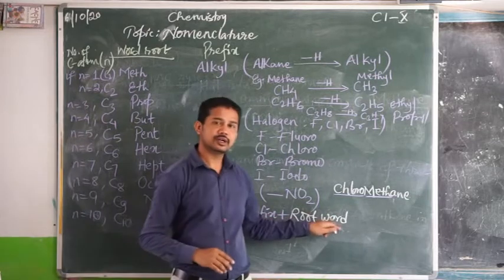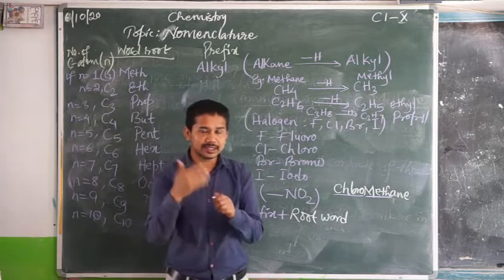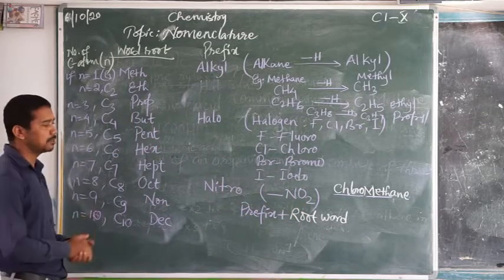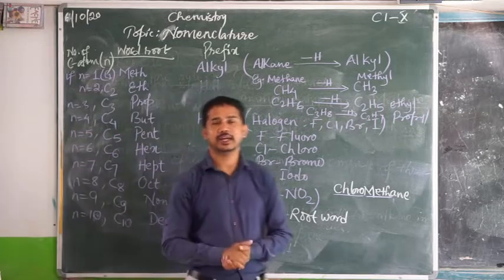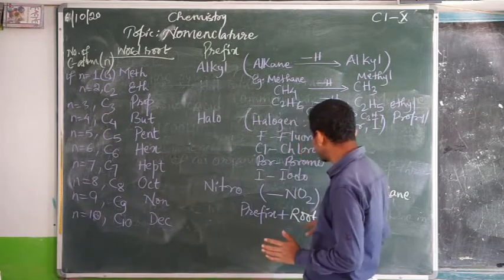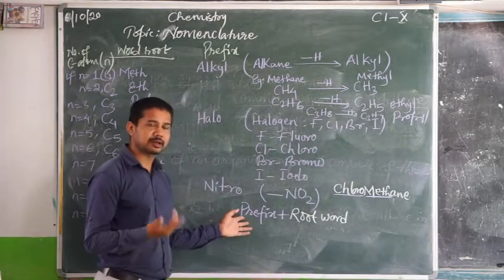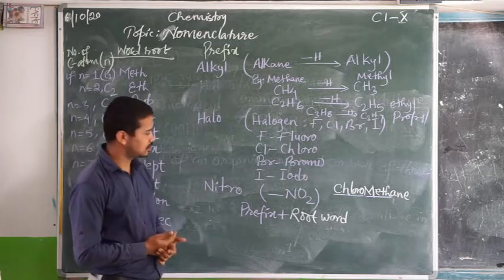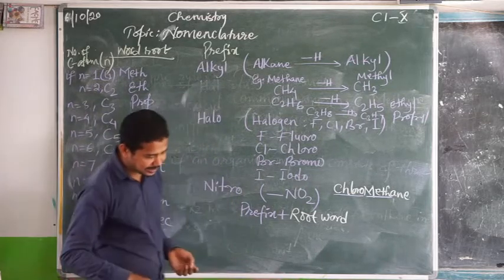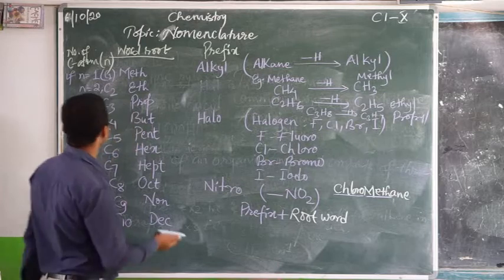But this does not complete your naming of the organic compound. We are in the steps. We need a suffix. Without a suffix, the naming of an organic compound is not complete. It is complete with the suffix only. So the suffix has to come. There has to be a root word and suffix. Some of the compounds can have a prefix, some do not, but root word and suffix are essential. Now let's see what suffixes we'll be using.